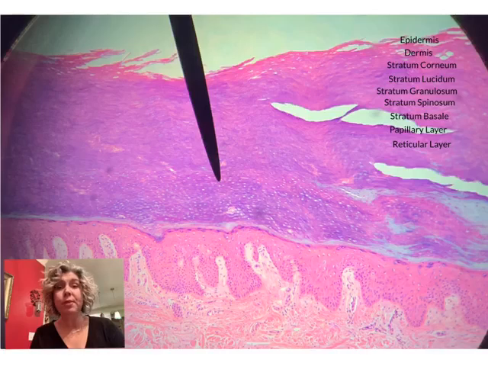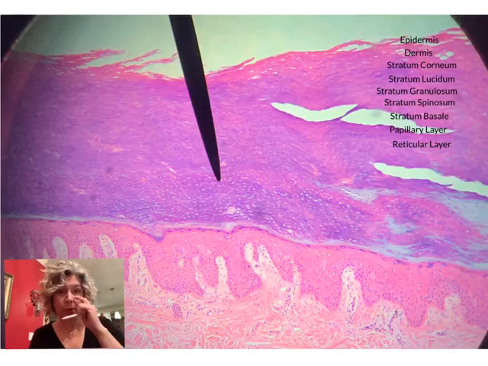What you need to be able to do with this diagram or this photo is to be able to recognize the two major distinct layers of the skin, which would be the epidermis and the dermis, and also recognize the individual layers of the epidermis and the individual layers of the dermis. So we're going to take a look at these parts really quickly.